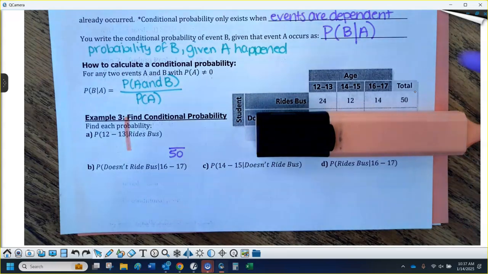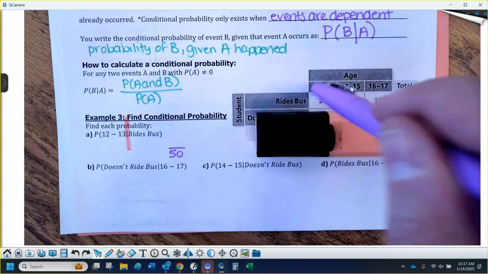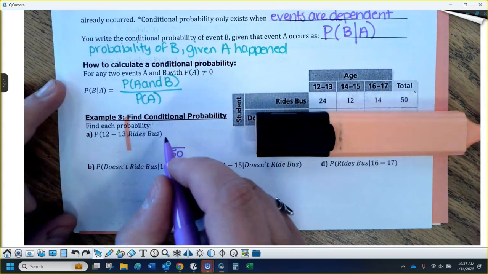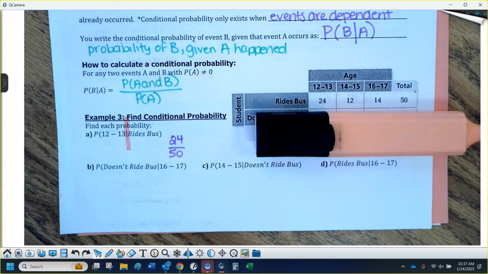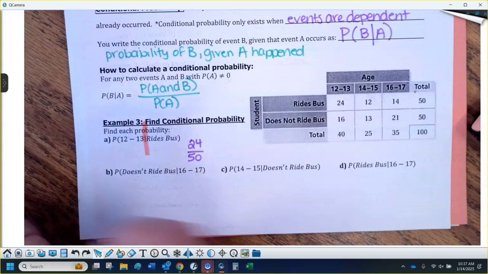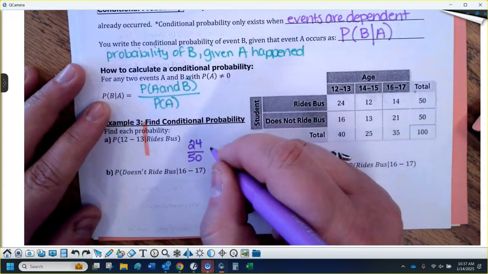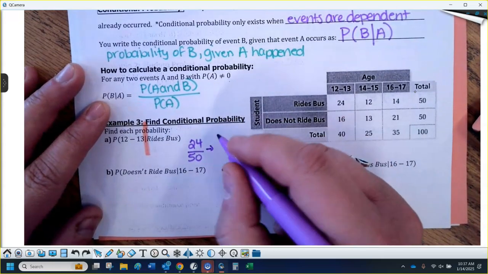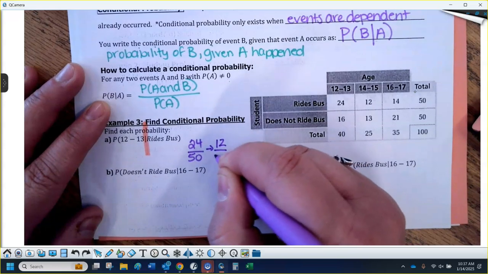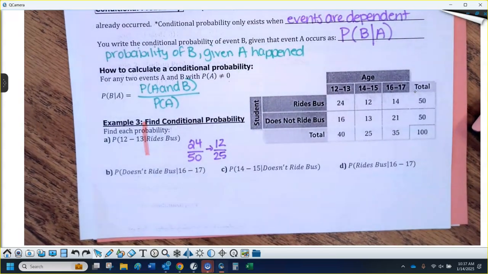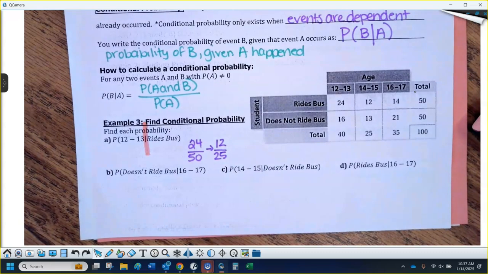So the probability you grab somebody in the 12 to 13 age range, you just go over to that column. That would be what we call the intersection. Those are 12 to 13-year-olds that ride the bus, that intersection of the 24. That's what goes on the top. And then on the bottom would just be the fact that there's 50 in that group. Then we can reduce this, of course, because both of these are divisible by 2. I think this is 12 out of 25. I don't think that reduces any farther. But that's all you have to do.